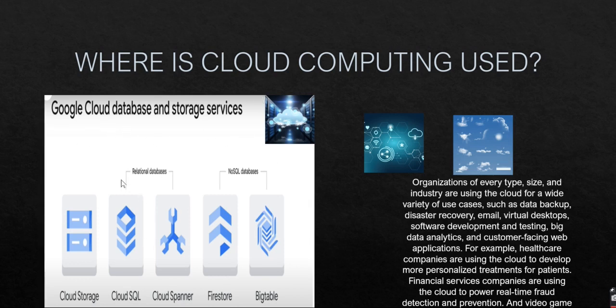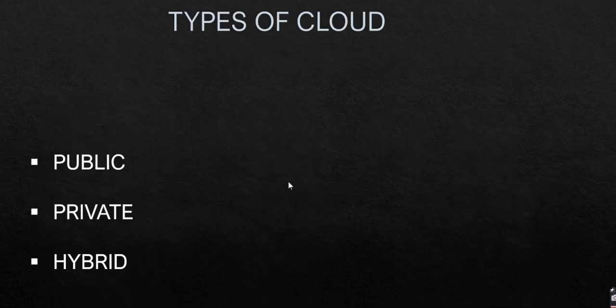Taking an instance of Google Cloud database and storage services, Google provides us relational databases as well as NoSQL databases. The examples are Cloud Storage, Cloud SQL, Cloud Spanner, Firestore and Bigtable. These are a couple of services provided by the GCP platform. We'll discuss them more in detail later.